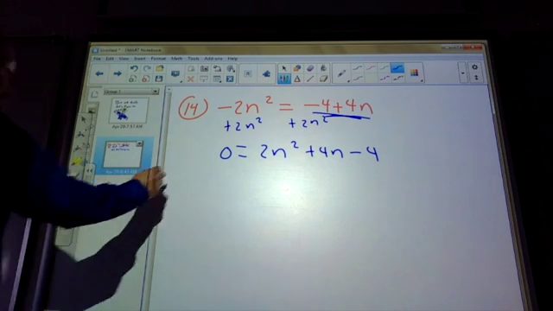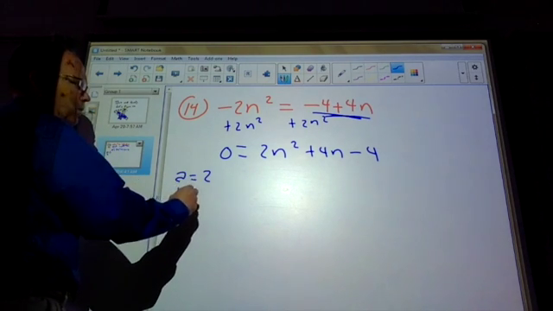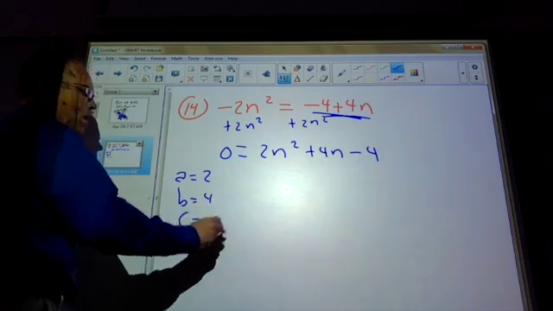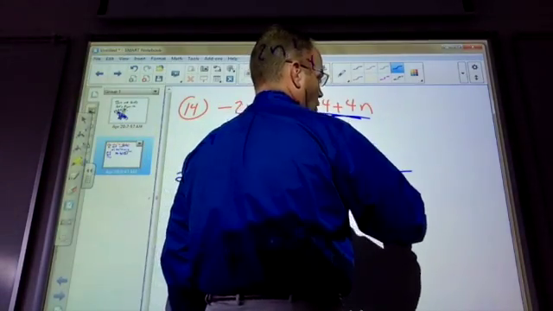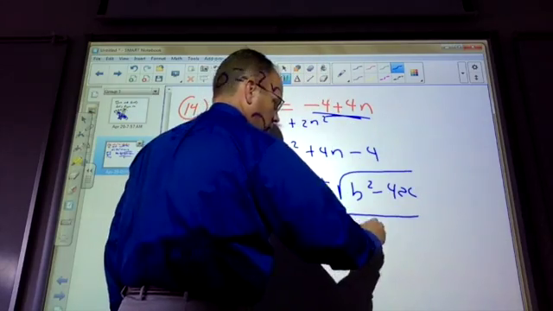So from here, I know that A is equal to 2, B is equal to 4, and C is equal to negative 4. And I know that x is equal to negative B plus or minus the square root of B squared minus 4AC, all over 2A. I know that's there.